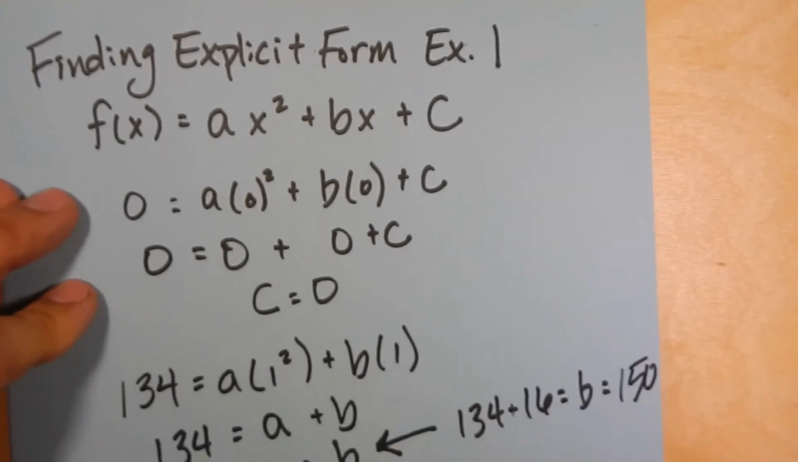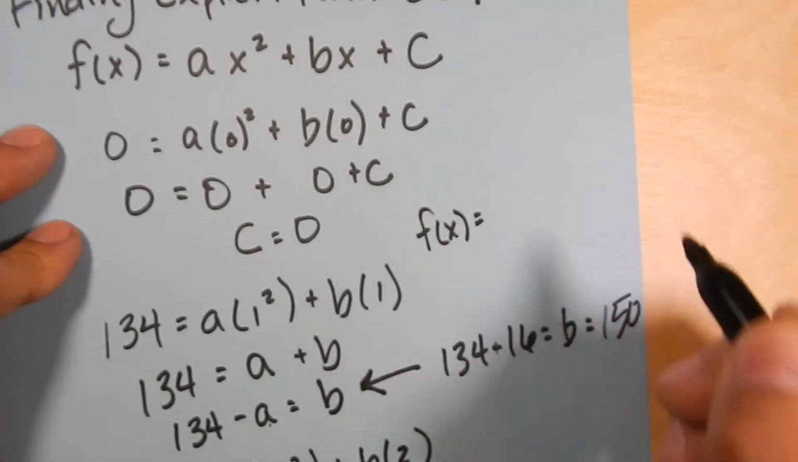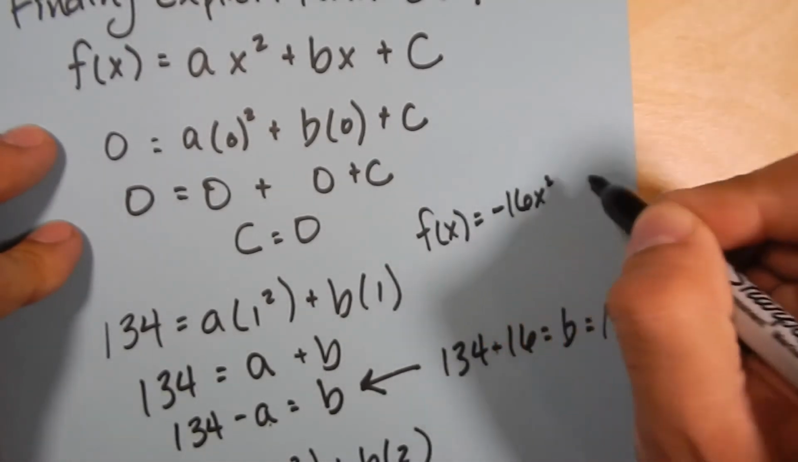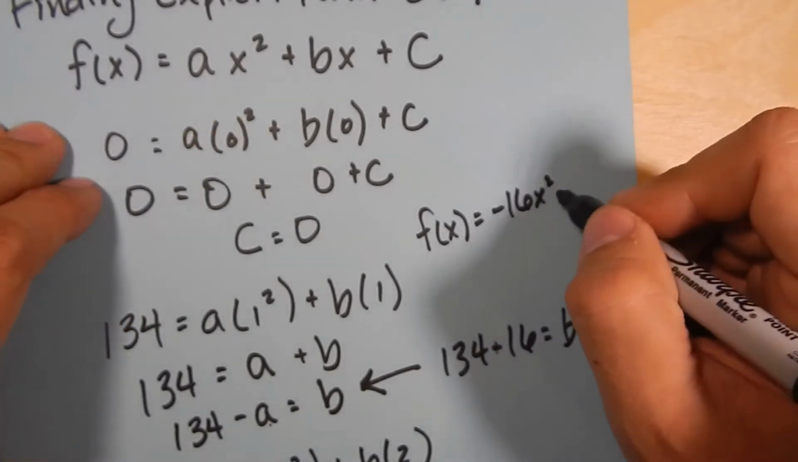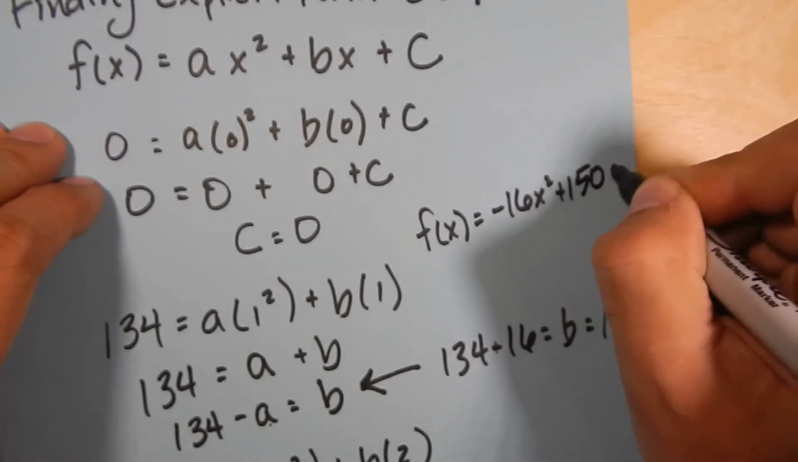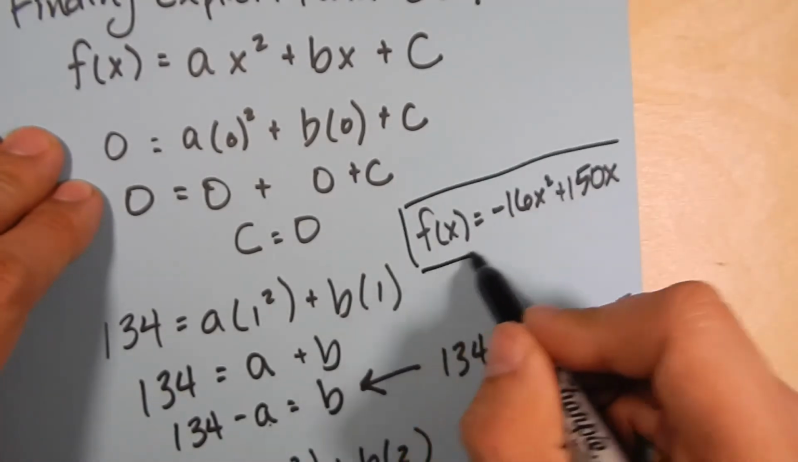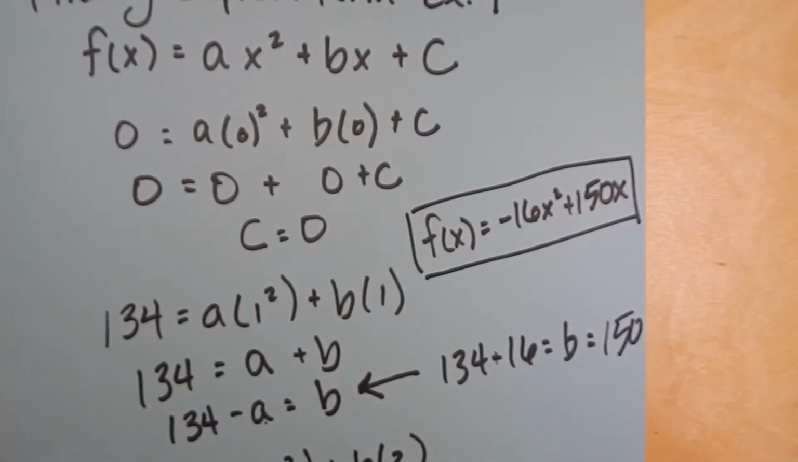But our explicit form is going to end up being f of x is ax squared, so negative 16 x squared, plus bx plus c. So plus 150x plus 0, which we don't have to worry about adding that in because it doesn't change anything. So this is our explicit form.